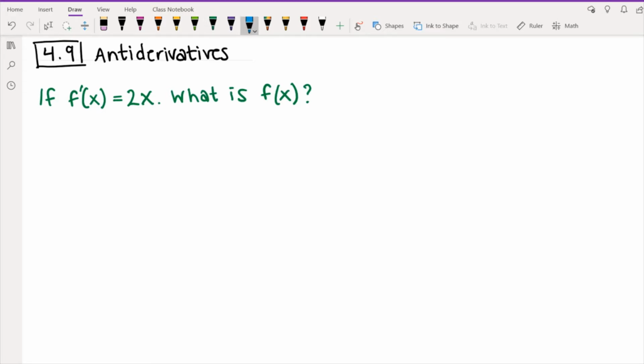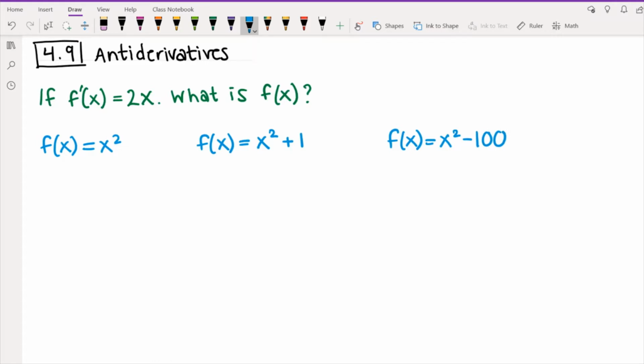Okay, so what's the answer here? Well, the first answer that you might have come up with is f of x is equal to x squared, right? Because when you take the derivative of x squared, you get 2x. But there are other answers that could work, right? You could say f of x is equal to x squared plus 1. That would also give you a derivative of 2x because the plus 1 is not going to affect the derivative. You could also say f of x is equal to x squared minus 100. Because again, the negative 100 is not going to affect the derivative.